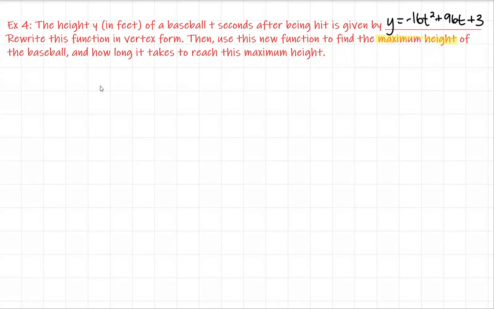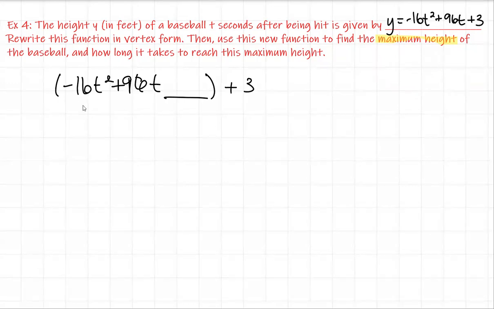Separate out the c term, that 3. So I get negative 16t squared plus 96t plus our magic number, plus 3 on the outside. Then our second step was, do we have a GCF here? Well, we do if we can divide 96 by 16 or some factor of 16. Can we? Yes, 96 divided by 16 is actually 6. So let's factor out this negative 16. I get negative 16 times t squared minus 6t plus our magic number, plus 3.